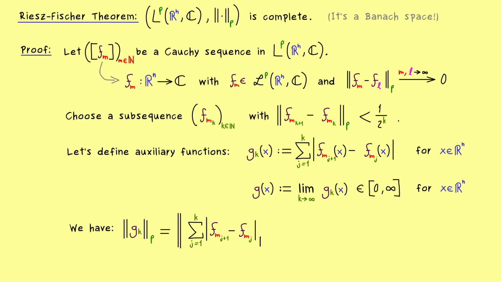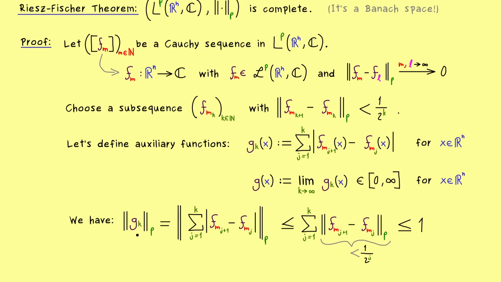This just tells us that we have a whole sum of functions inside the LP norm. And then the standard triangle inequality allows us to pull the sum out. And moreover, then we also don't need to write the absolute value anymore because it's given in the definition of the P norm anyway. And now you can recognize that the definition of our subsequence comes in. So this norm here is less than 1 over 2 to the power j. And summing that up from 1 to k gives us, with the geometric sum formula, a number less than 1. And this is all we need, because it immediately tells us that the P norm of gk is finite for every k.